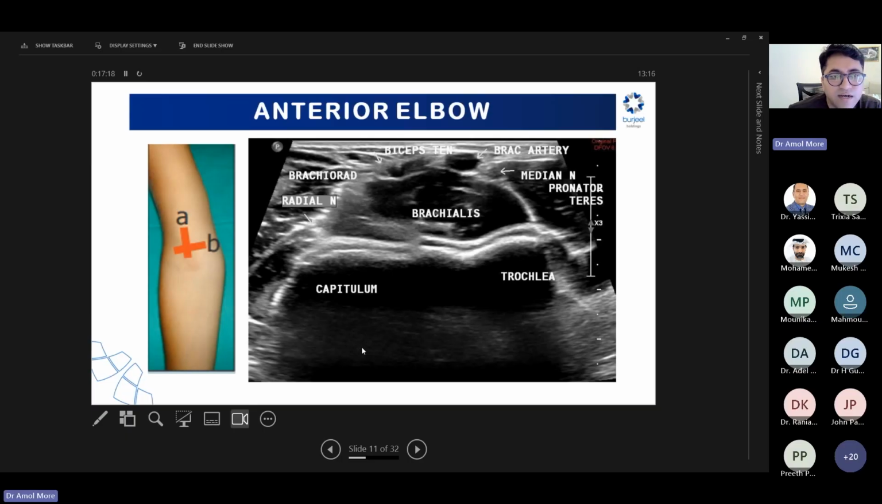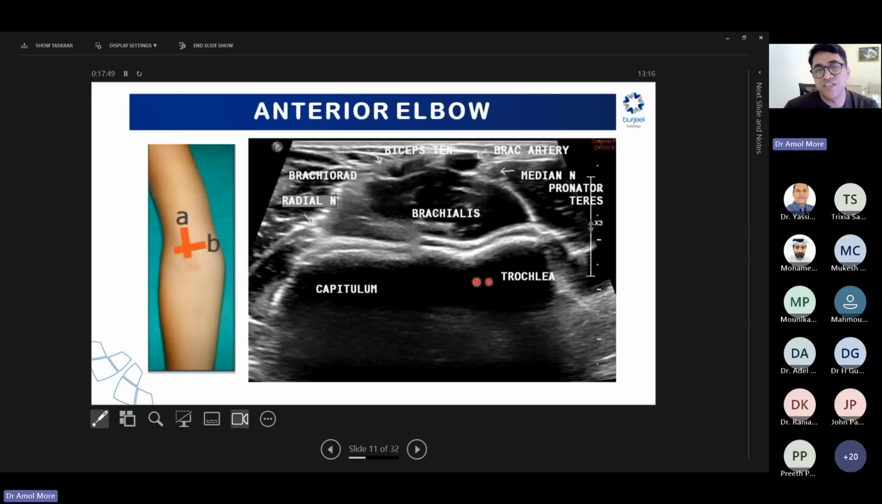So once we locate our probe from the distal aspect of the arm, extending up to the level of the elbow in the transverse plane, these are the probe positions which we have to keep while assessing the anterior elbow. This is the transverse plane for the probe, and this is the longitudinal plane for the probe. Once we keep the transverse plane of the probe, we acquire this image. This image will be seen when we keep our probe along the anterior aspect of the elbow.